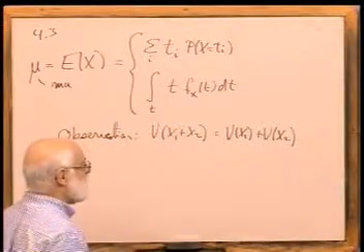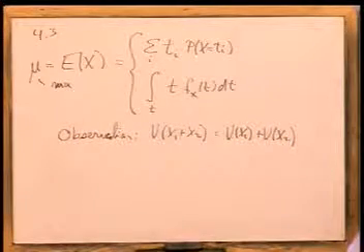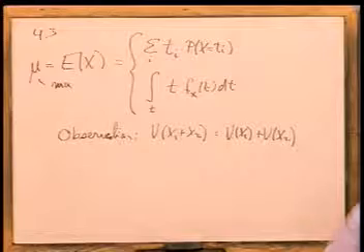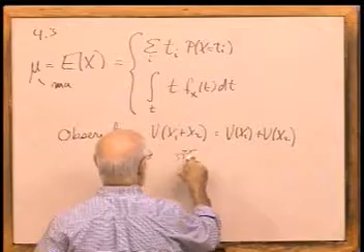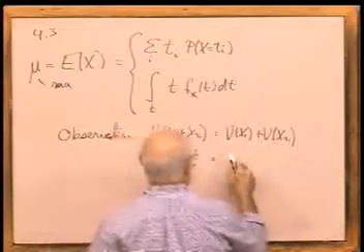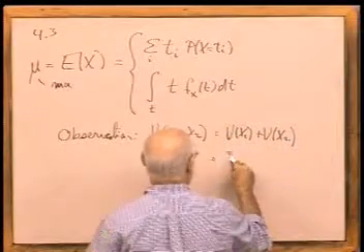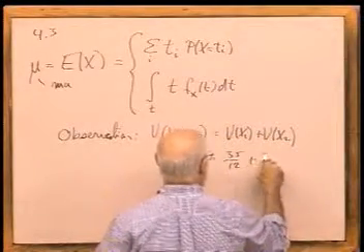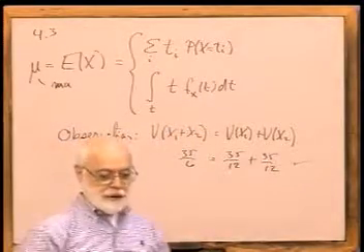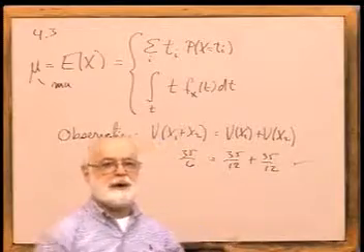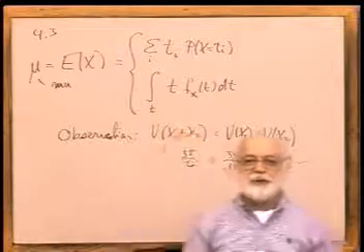Because in our example, what we showed was that the variance of the sum was 35 over 6. And the sum of the variances was 35 over 12 plus 35 over 12. So now we have the same question we had before when we were talking about expected values. Is this a coincidence, or is there some theorem here?